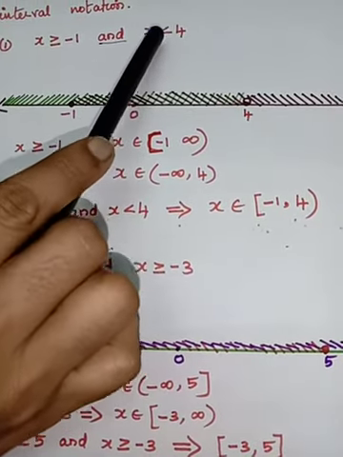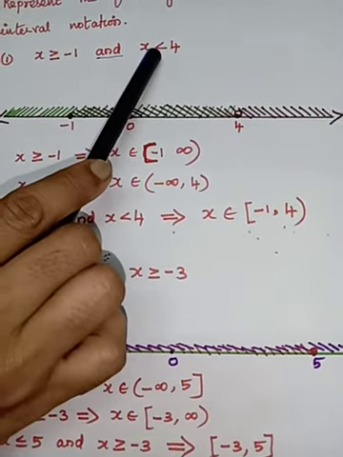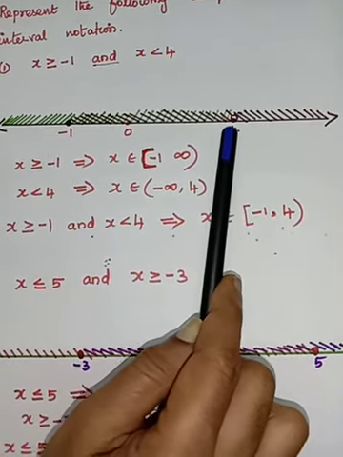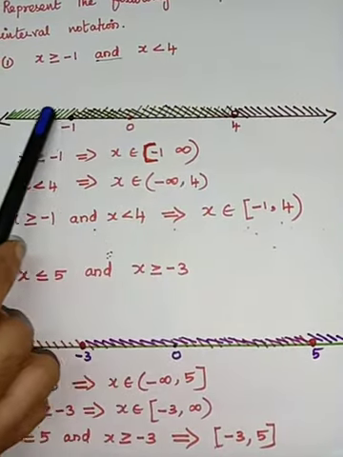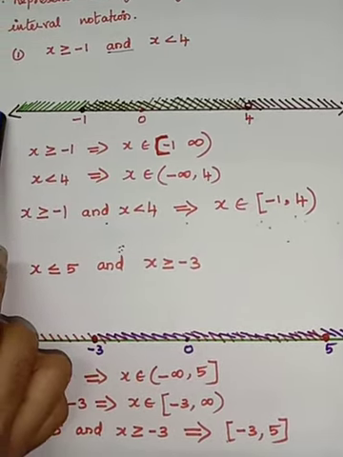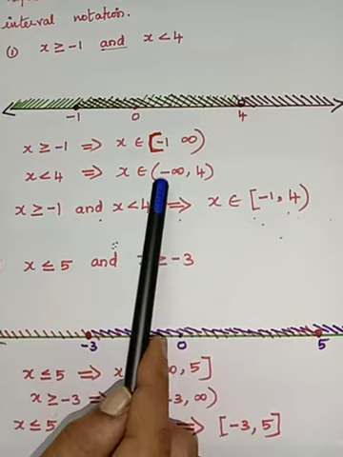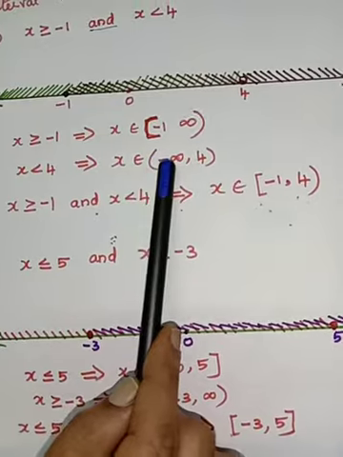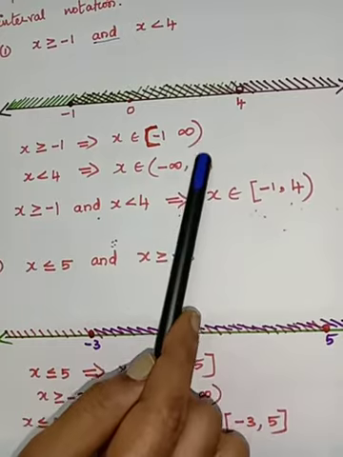x less than 4. Less than means you have to write the left side of that number. So 4 is here. What is the left side of 4? So the left side of 4 is these values. So I have shaded with green color shading. So it is from where to where? Minus infinity to 4. That 4 is not included. So if x less than 4 implies x belongs to the open interval minus infinity to 4. 4 is not included, so I have used the open interval.